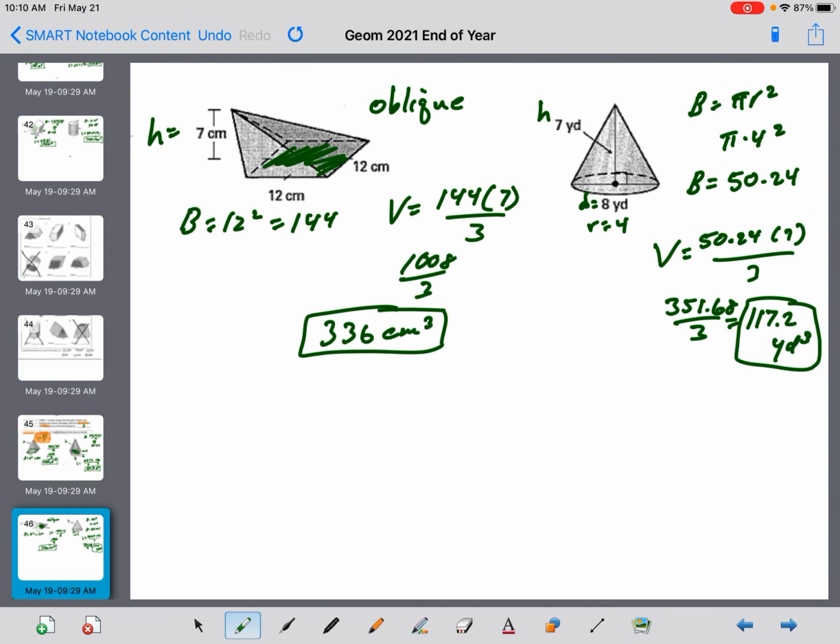All right, that's all I got there. Prisms, base area times height. Pyramids, base area times height divided by 3. Excellent work. Excellent.